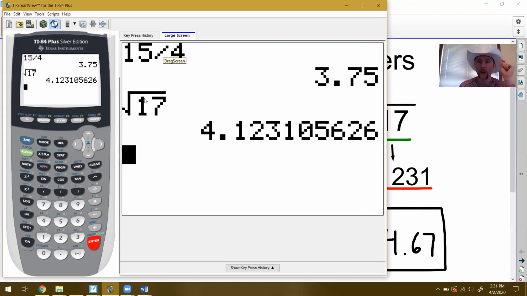Now, if you have a calculator that does not give you a decimal answer when you punch in the square root of 17, some calculators take square root of 17 and they just say square root of 17. Send me an email or give me a call and I'll try to walk you through how to change that so that you can see the decimal version, or you can possibly just do it on your Chromebook, your computer, even on Google. They should be able to give you the decimal version of those square roots, all right?